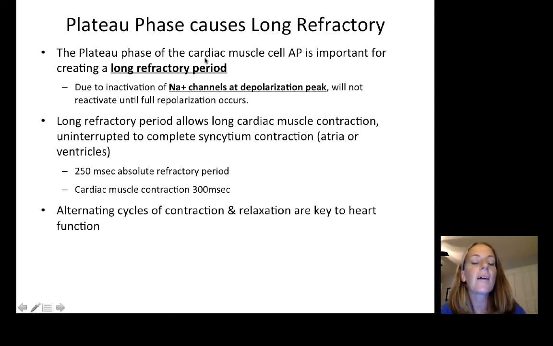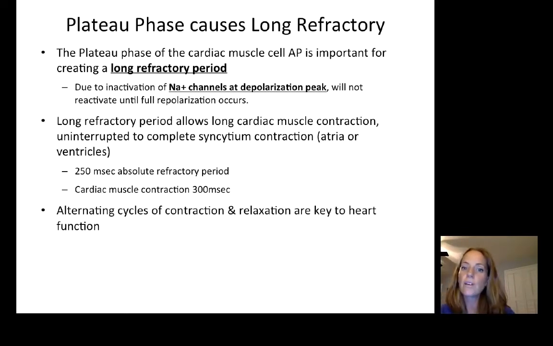The importance of the calcium in the cardiac muscle is to create this plateau phase. This plateau phase is important for actually creating a very long refractory period. In other words, the sodium channels inactivate just like they do for normal action potentials in neurons. So they're going to inactivate at the depolarization. That's why you get a little bit of repolarization as potassium kicks back in. But the calcium is then going to hold at the depolarization. This extends the refractory period, allowing a long phase to complete the cardiac muscle contraction.